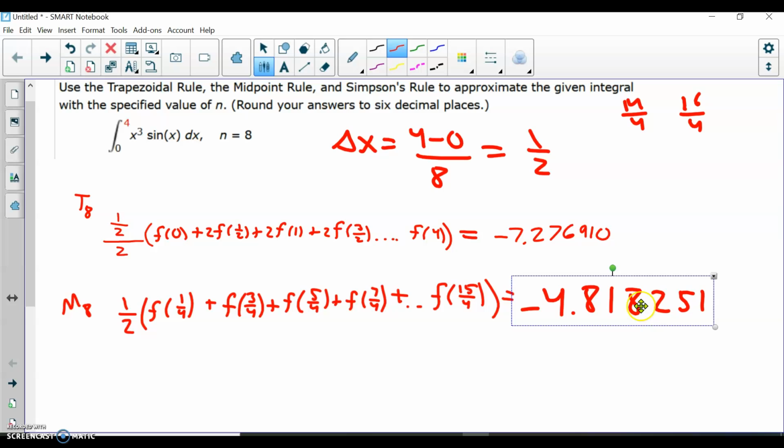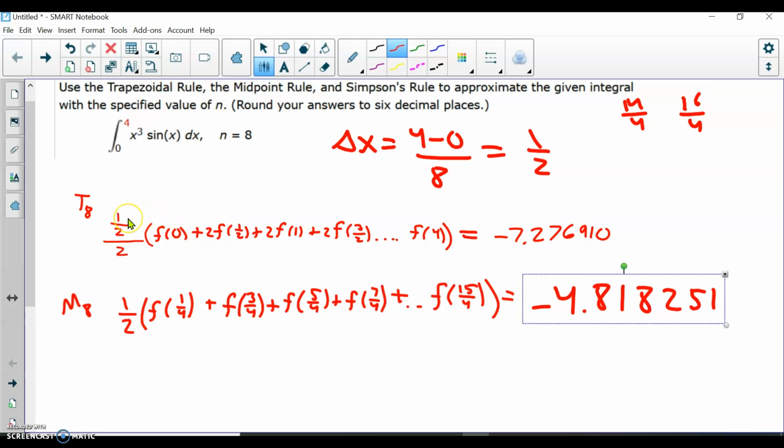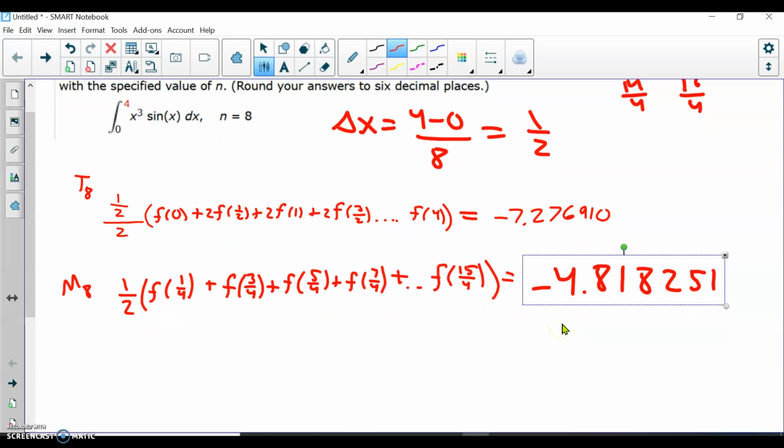And if you remember, the trapezoidal rule was always an under approximation, so the true value is certainly larger than this negative 7.27. The midpoint rule is generally one of the stronger ones, so it's probably closer to this negative 4.81. We can get an even better approximation with Simpson's rule. So we'll do a Simpson's S sub 8.